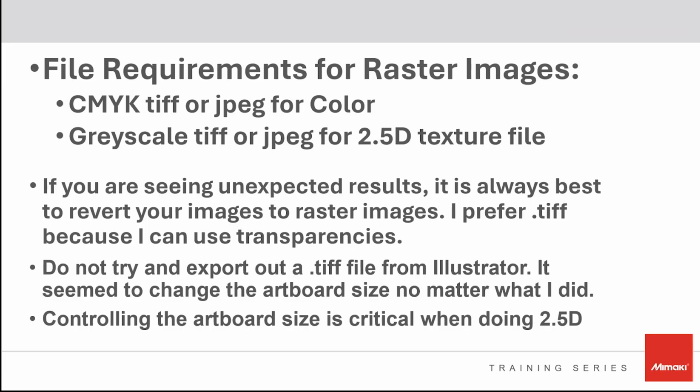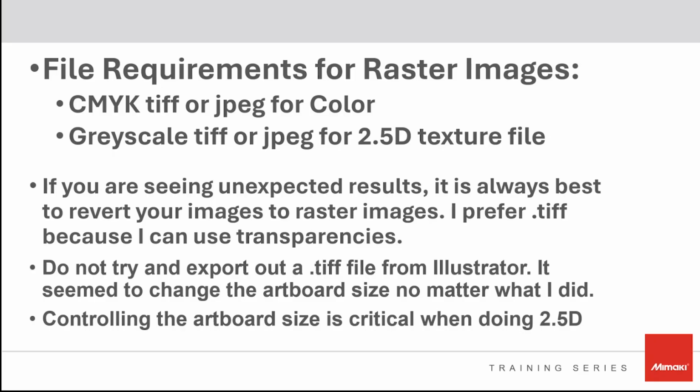Okay, so as we know, most of us understand that we have vector artwork and raster artwork. For this class, we will be using Adobe Photoshop and Adobe Illustrator to show you this. But I wanted you to know that if you're working with raster images that you're trying to print 2.5D, I suggest that you use a TIFF file. You can also use a JPEG if you would like, but I like the TIFF file because it holds the transparencies. Also, you can have a full grayscale TIFF for your texture file.